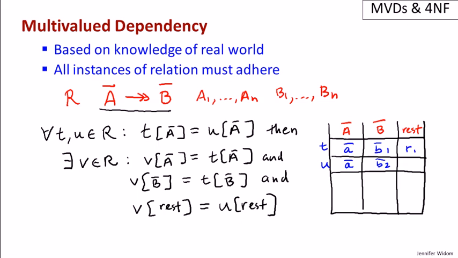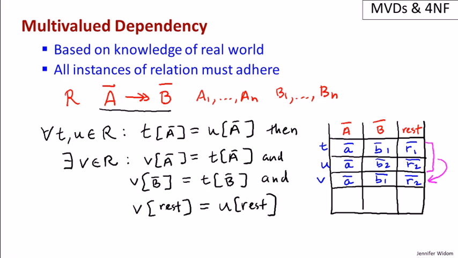And then for the rest, we'll call this R1 and R2. So what the multi-value dependency says is that we have a third tuple, V, and V again has the same A, and it has its B value from tuple T, so it has B1, but it has its rest value from tuple U. So then it has R2 here. So again, what we're saying is that if we have these first two tuples, T and U, then we also have tuple V. Now let me do something a little tricky.